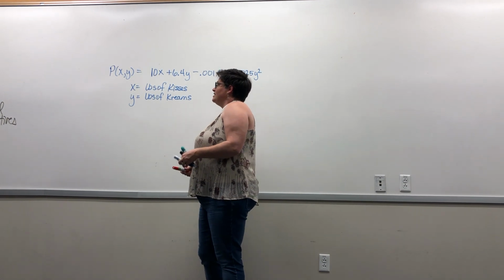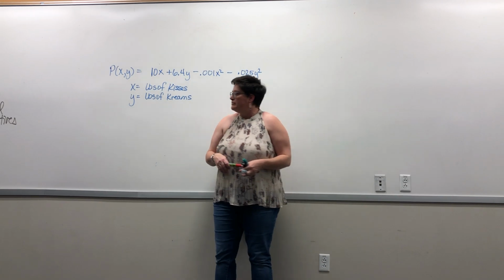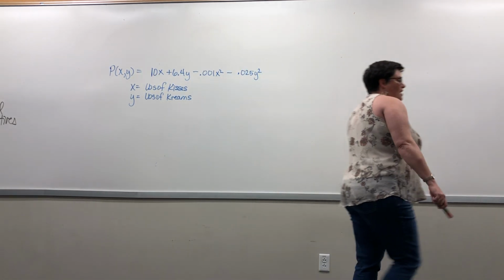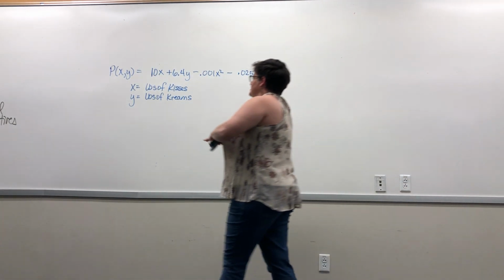Good times. But in the interest of keeping it familiar to you, thought I'd expose you to the kisses and creams problem. All right, so we have this profit function, and it wants us to know, what does it want us to know? Profit. Okay, find the partial of P with respect to Y and give the approximate rate of change of profit with respect to the number of pounds if 100 pounds of kisses and 16 pounds of creams are currently being sold.